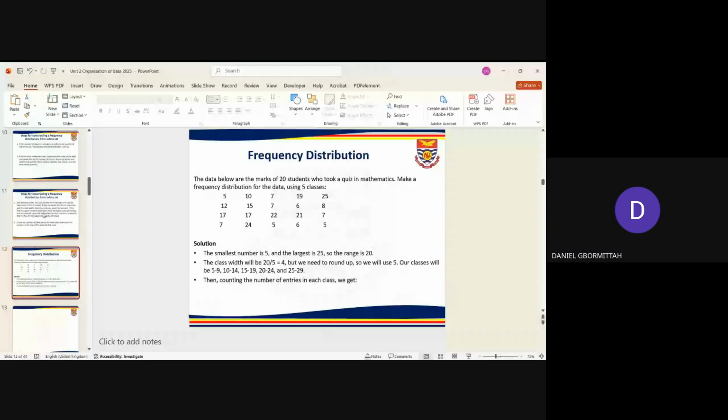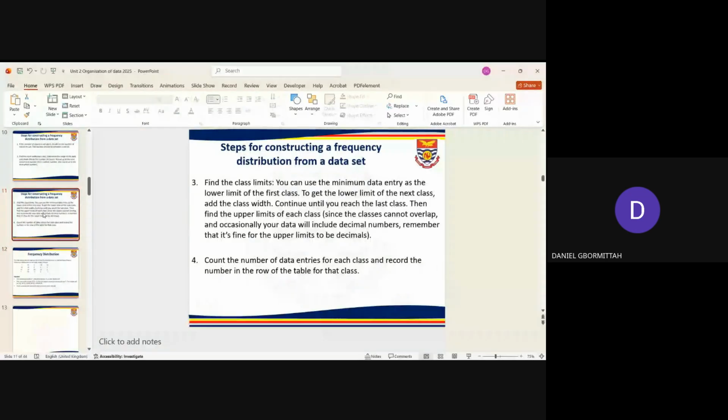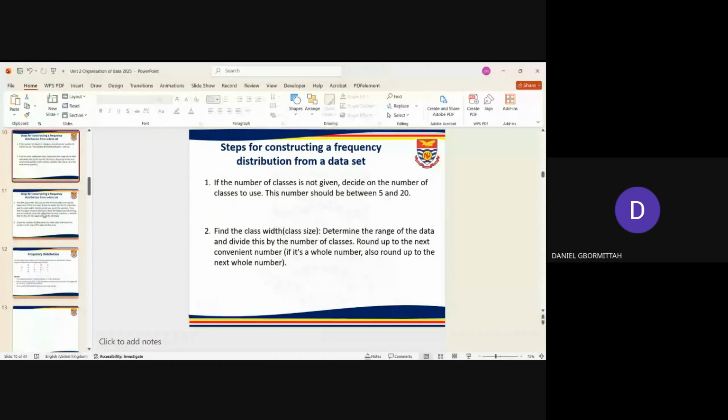So the next thing that we want to do is this activity. This activity wants us to make a frequency distribution table for the data using 5 classes. So we want to use 5 classes. Before we come to that, I think we should see how you can find a class size, how we can find a class size.